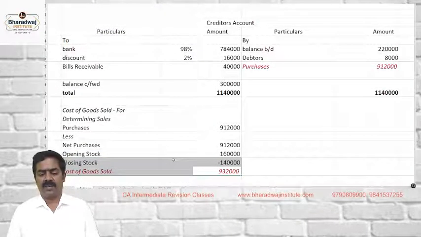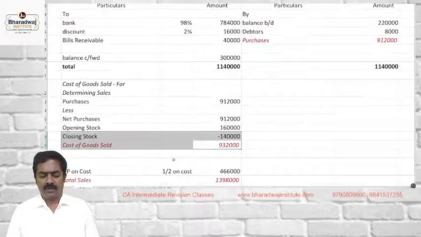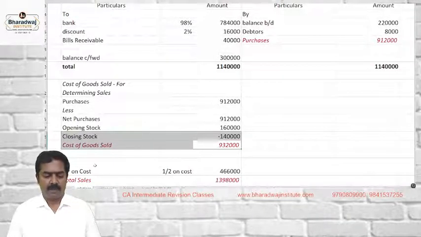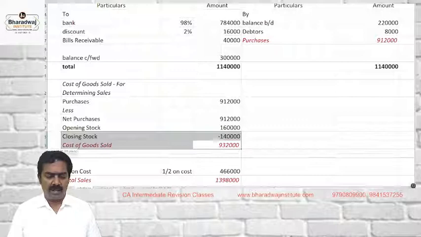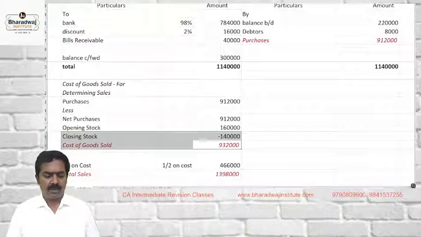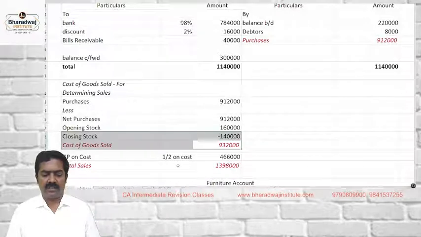Gross profit is directly given to us. How much is given to us? 1/2 on cost. No need to convert anything.